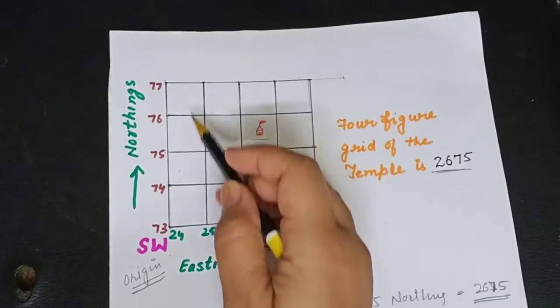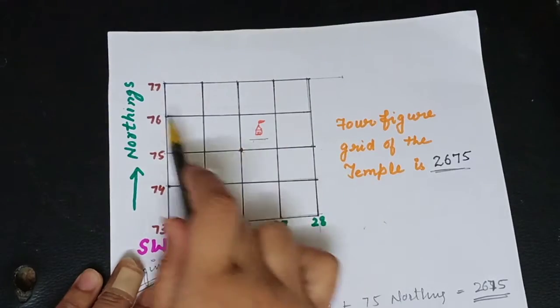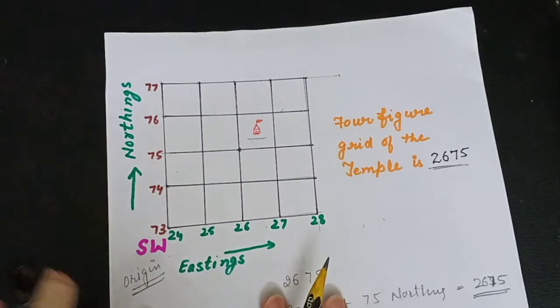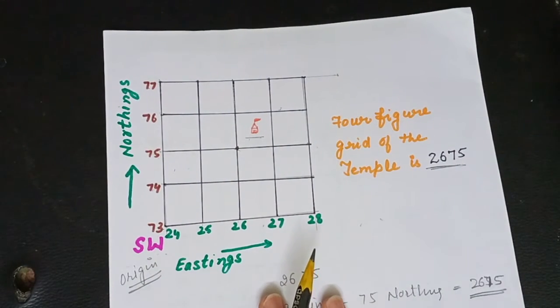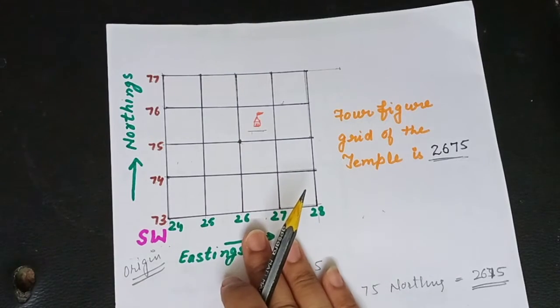The network of these vertical lines, that are eastings, and these horizontal lines, that are northings, is called a grid. This is a grid. Now how are we going to read a grid, how are we going to locate any feature on this grid?